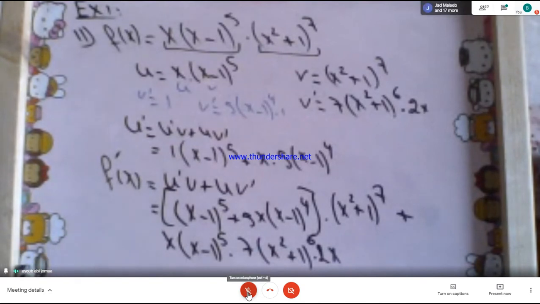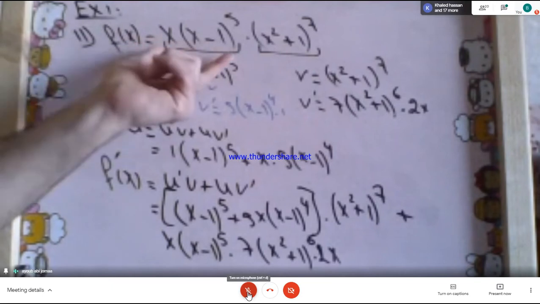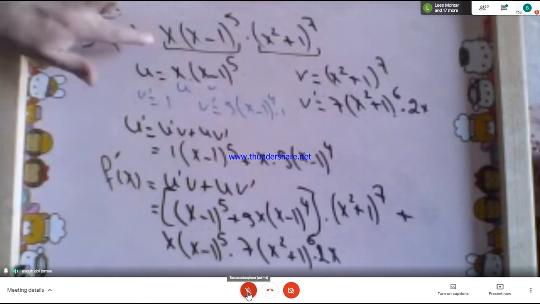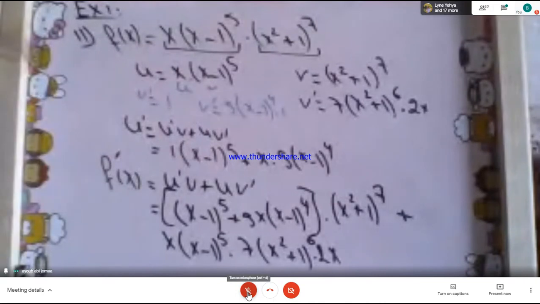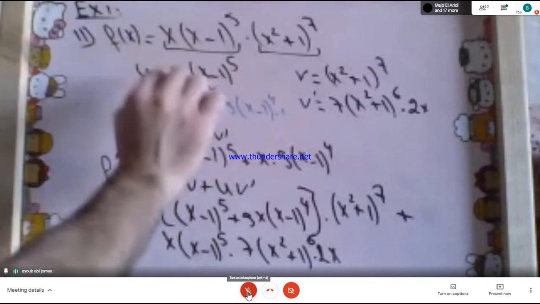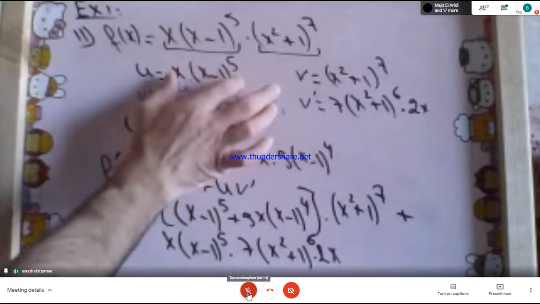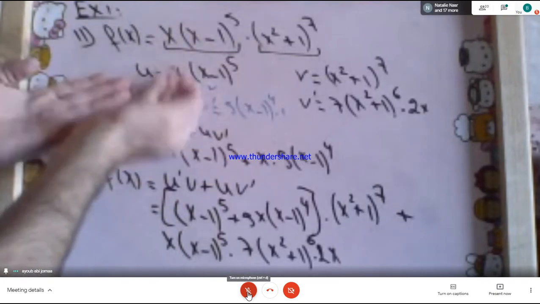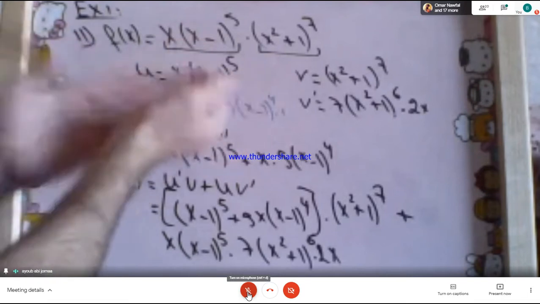In the function f it is product of two functions u v, okay, where u it is x into x minus 1 to the power 5. Good. To find u prime, to find the derivative of this, here this function, x into x minus 1 power 5, it is product of two functions.